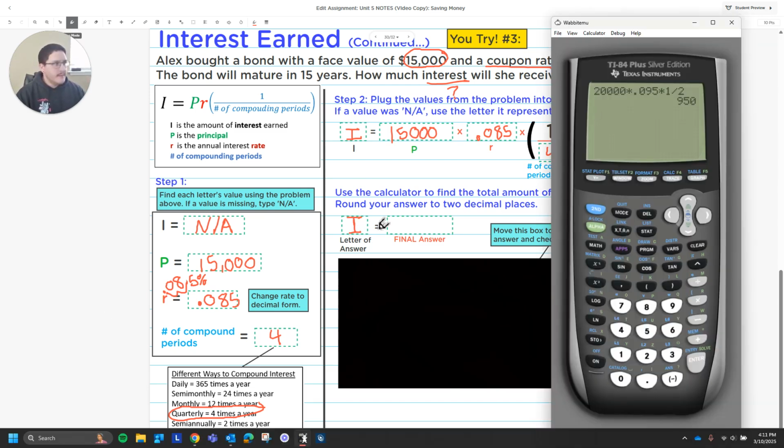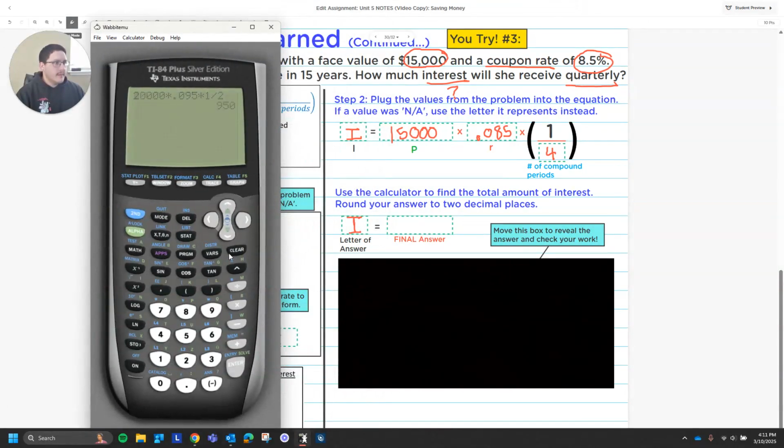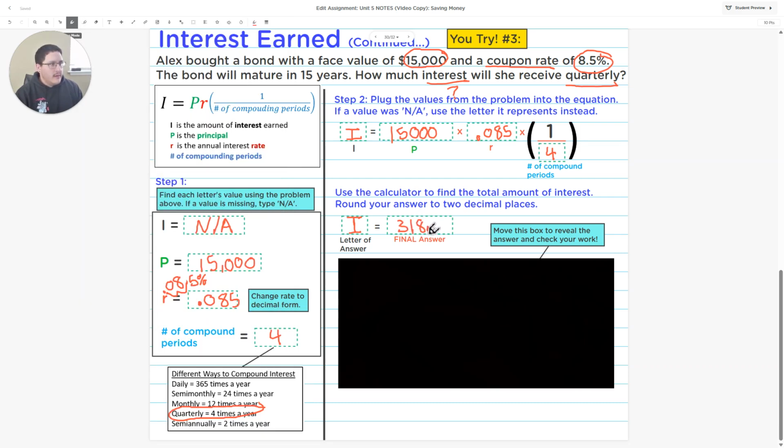So we have 15,000 times 0.085 times 1 divided by 4. And we have $318.75. So the amount of interest that she's going to receive quarterly, 4 times per year, is $318.75 each time.